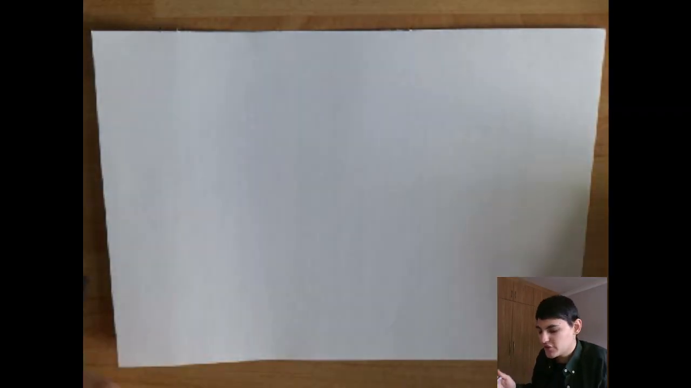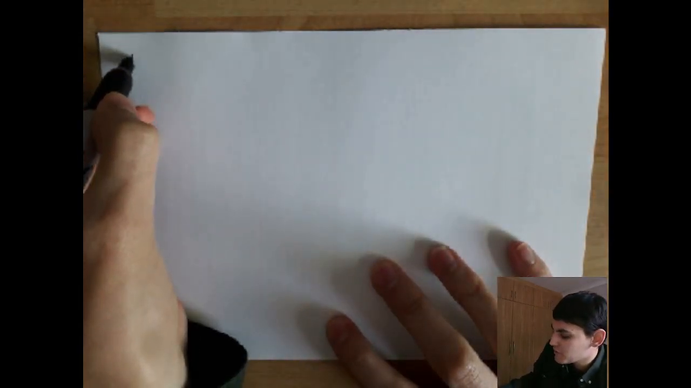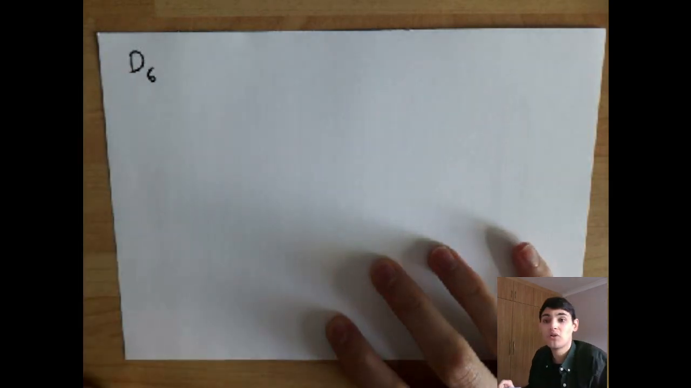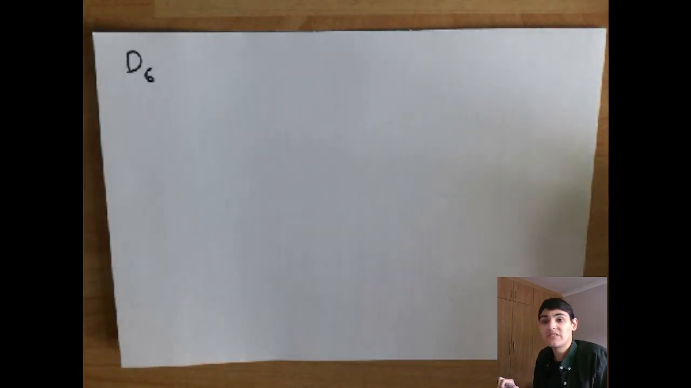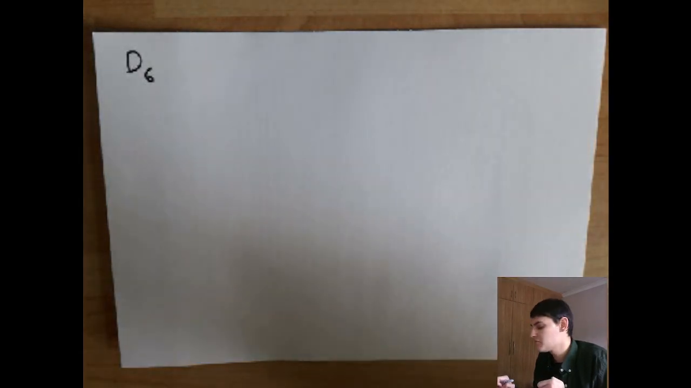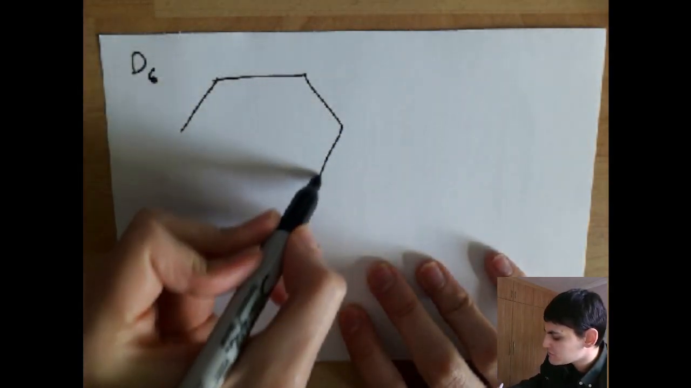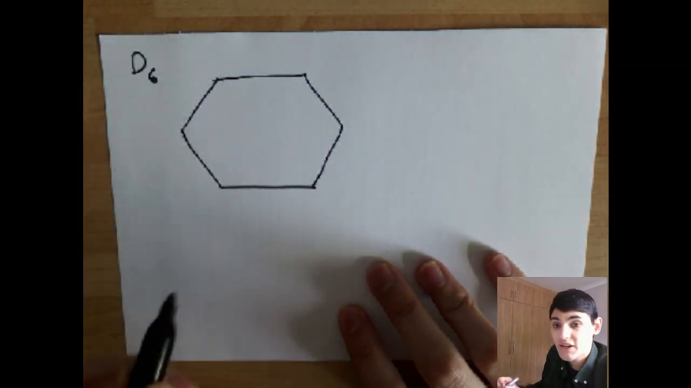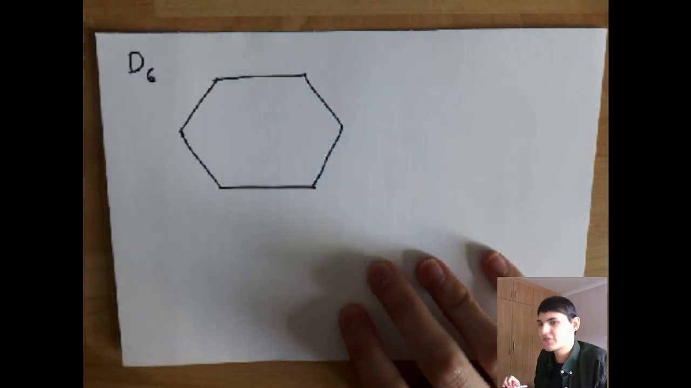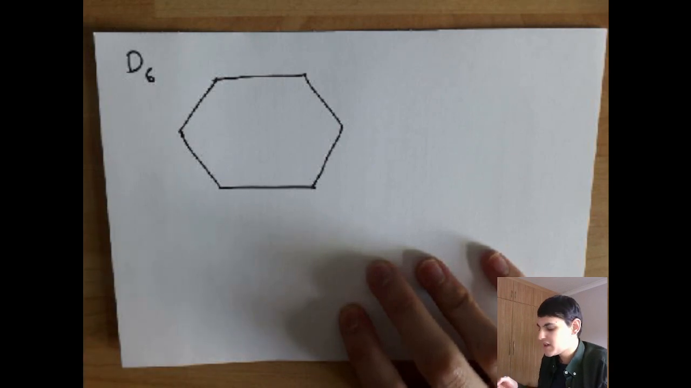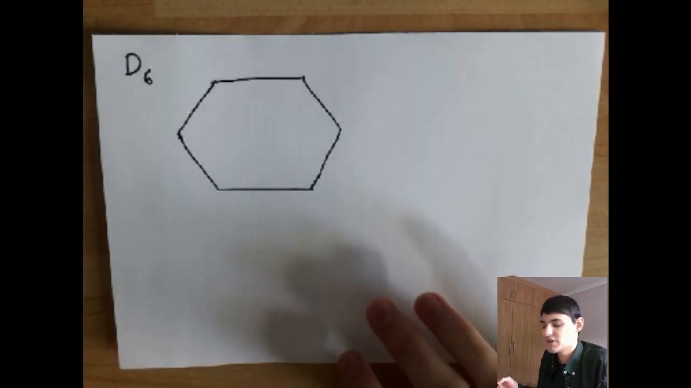So we're going to talk about now the dihedral group of, it's not order 6, it's order 12, but we label it with a 6 because it's based on symmetries of a hexagon. So if you have a regular hexagon, or as close to that as possible, then what forms of symmetry are there?